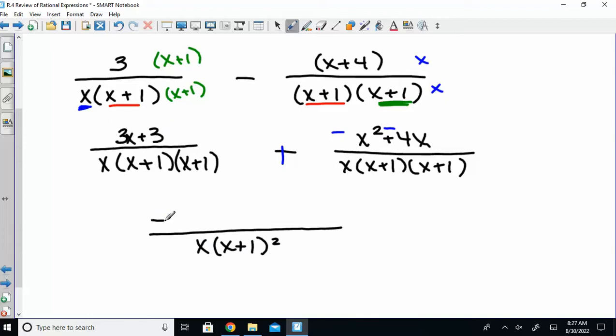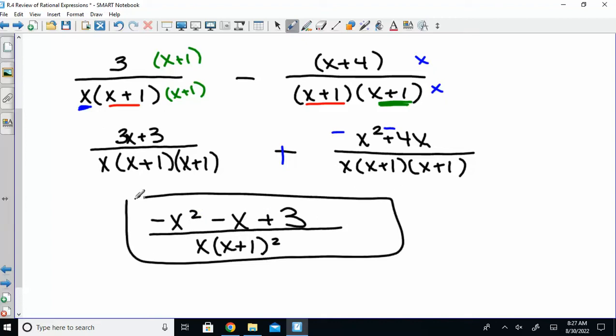Then on the top, we have a negative x squared. 3x minus 4x is negative x plus 3. Oh, I forgot, you could list those in a different order. That doesn't matter. How did we do? I didn't distribute my x and my x plus 1, so it just wasn't simplified. Yeah, because I'm silly. Okay.